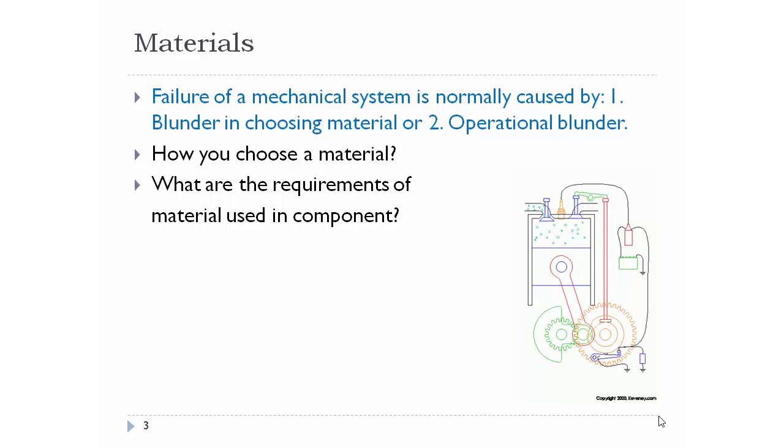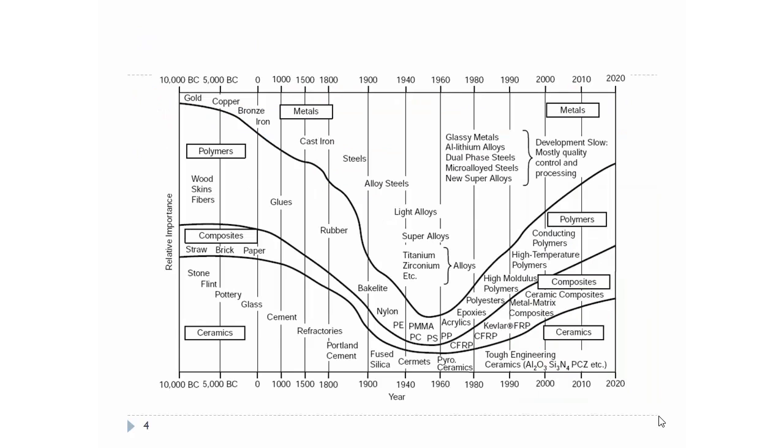There are several types of failure that normally happen. It's because of blunders in choosing material and operational blunders. Before moving further, I need to tell you about a brief history of material.